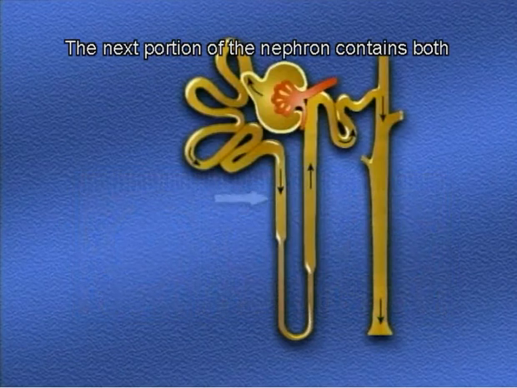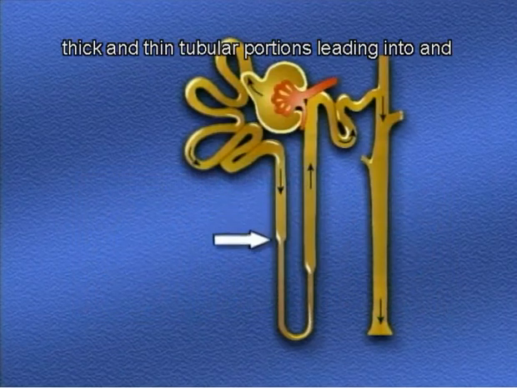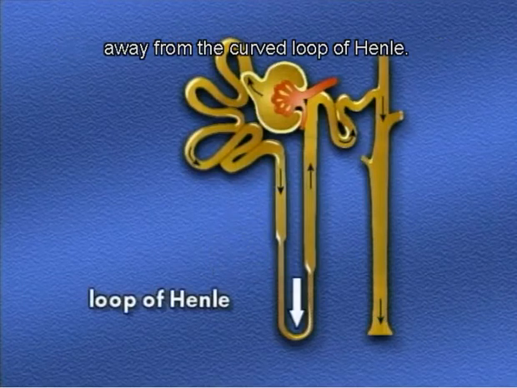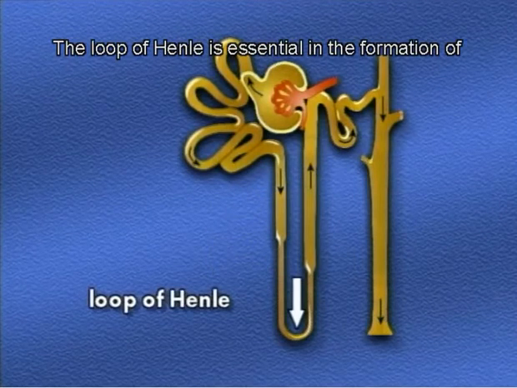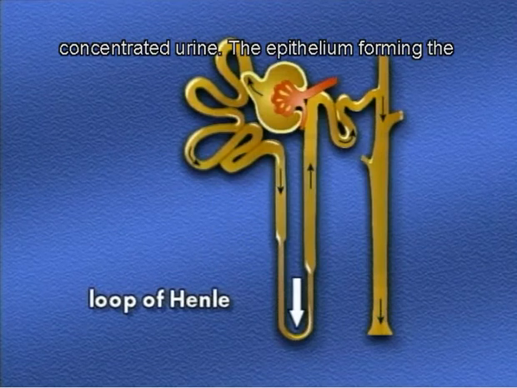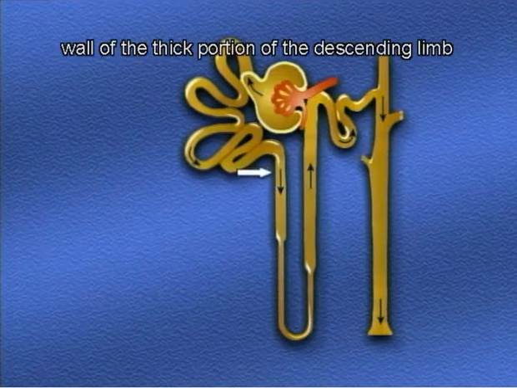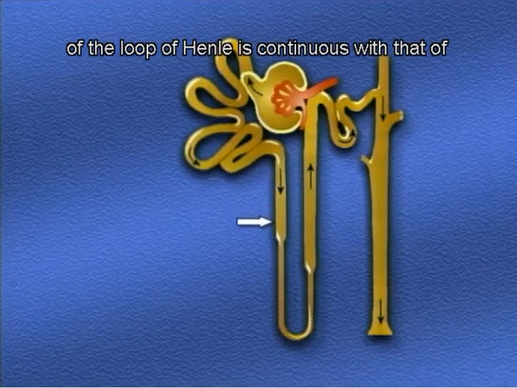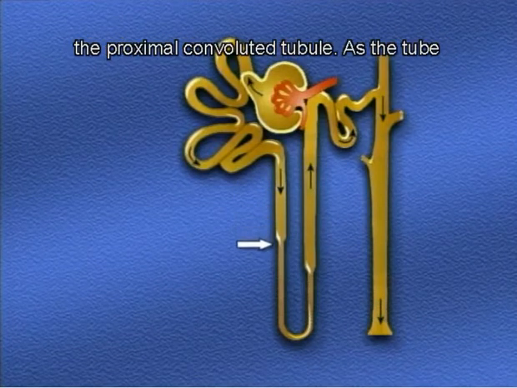The next portion of the nephron contains both thick and thin tubular portions leading into and away from the curved loop of Henle. The loop of Henle is essential in the formation of concentrated urine. The epithelium forming the wall of the thick portion of the descending limb of the loop of Henle is continuous with that of the proximal convoluted tubule.